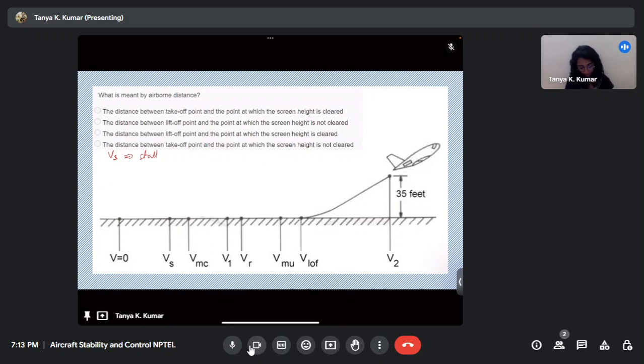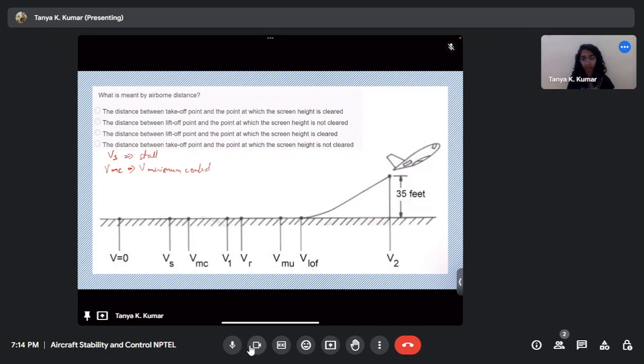Next is VMC. What is VMC? Velocity of minimum control. Minimum control, what does it mean? It's whether the rudder becomes effective, right? It's also defined as, if an engine were to fail, the minimum velocity at which the aircraft should be flying for the rudder to compensate for the failure of one engine, or the minimum velocity at which the rudders become effective.